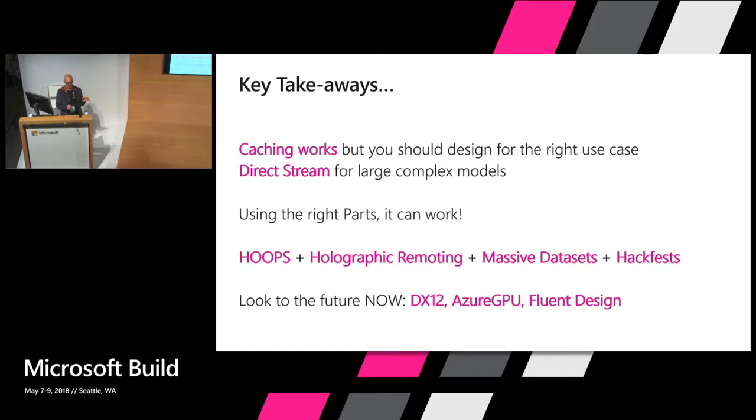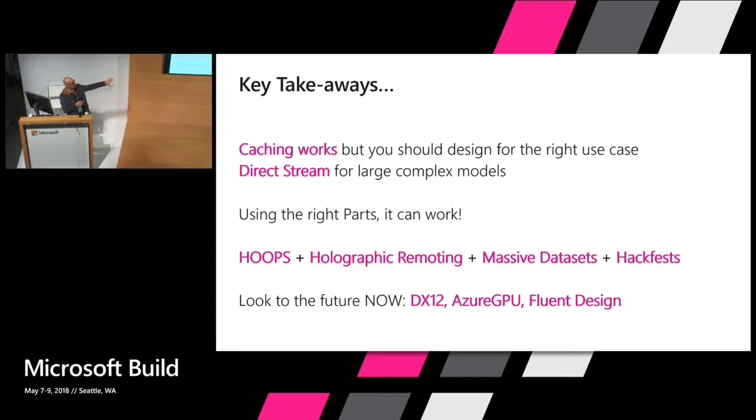As far as my key takeaways, when you are approaching this problem, there's two things. You can definitely load geometry to the HoloLens, so don't think that you have to go to streaming. If the use case is that you need to get a small data set to the HoloLens, you can still cache that and make an experience for that. But if you're dealing with massive models, animated models, large poly count models, you really have to think about direct streaming to the HoloLens. I think that's the only way to deal with that.